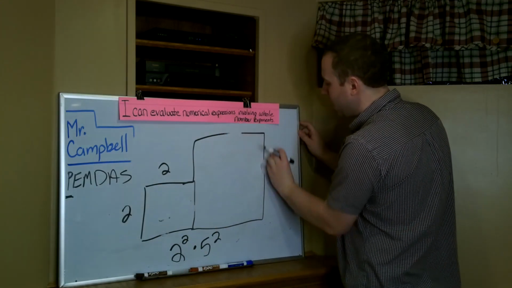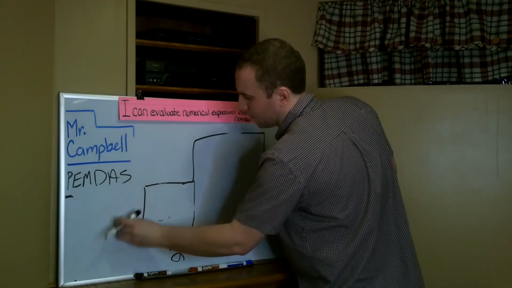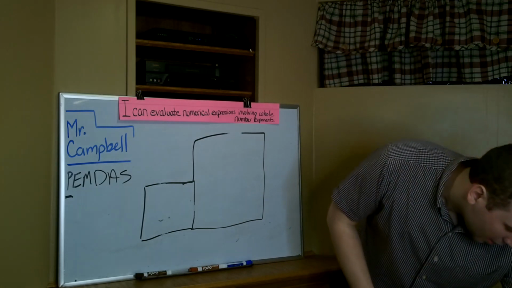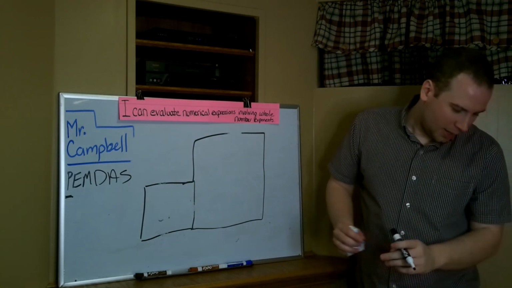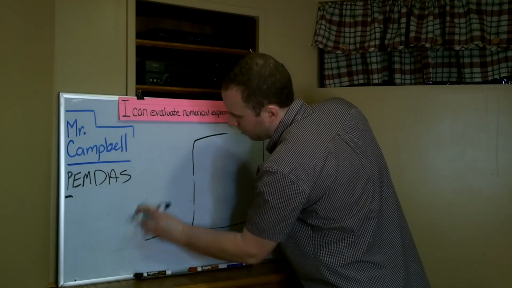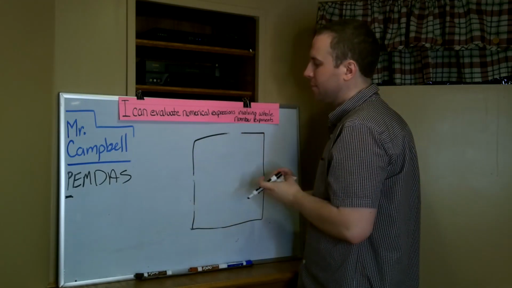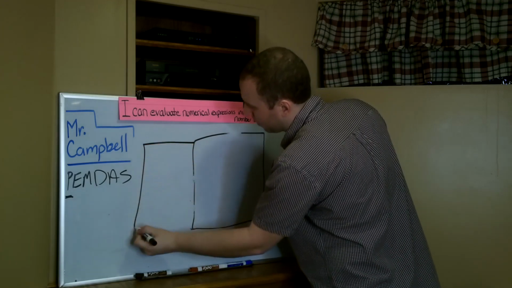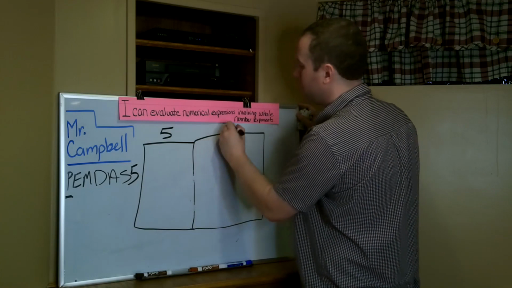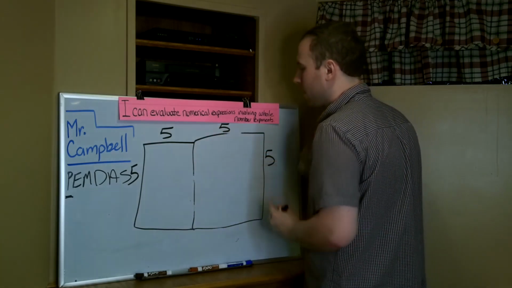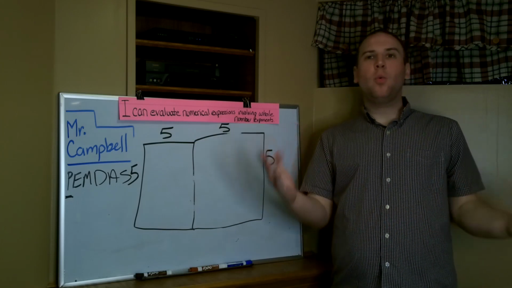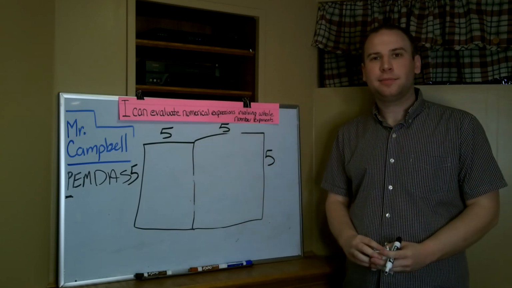Let's say I were to have, say I had 2 squares. This square was 5 and 5. This square was 5 and 5. What's another way I could look at it?